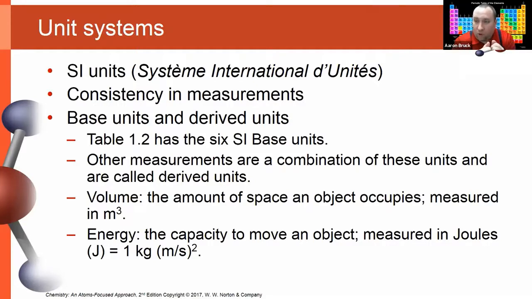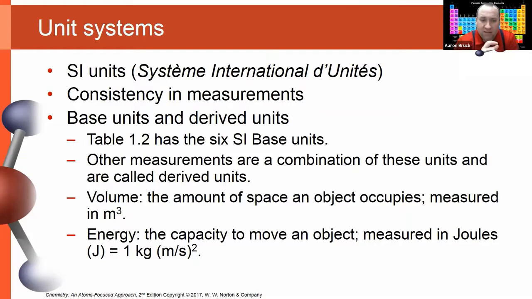Whereas something like volume is considered a derived unit. The reason it's considered a derived unit is it is derived from the base unit of length or distance. I can find the volume of an object by taking the length times the width times the height, and that would give me 3 measurements of distance that I could multiply together to give me a measurement of volume.